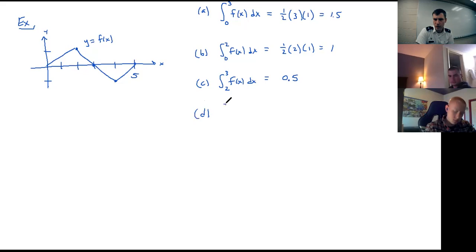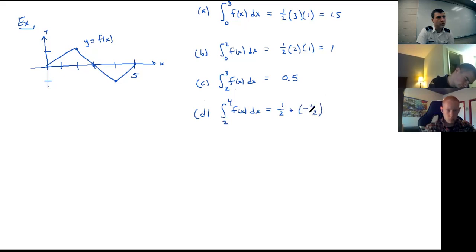D, what if I integrate from 2 up to 4 of f of x dx? So I get an answer of 0. How do we get that? Yeah, so I have this 1/2 plus a negative 1/2, right? The part under the curve, are we okay with that? There's a certain amount of symmetry going on. We can kind of jump through it, but when it's all said and done, I can get a total signed area of 0.